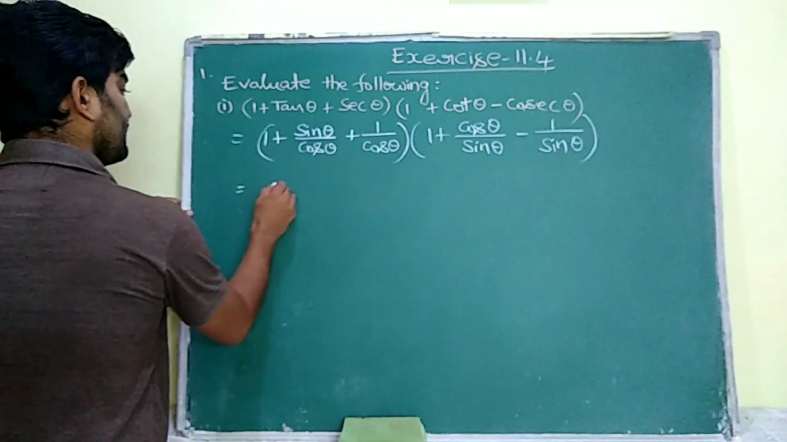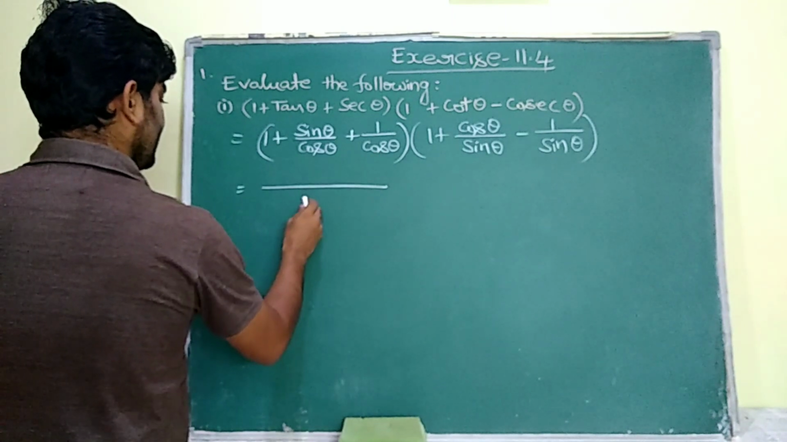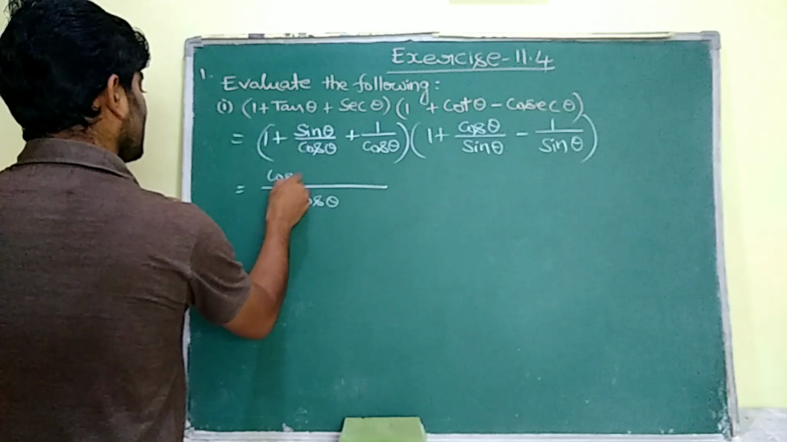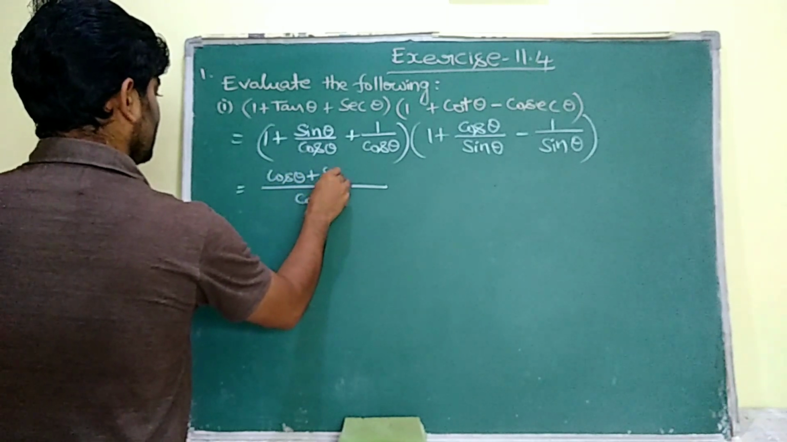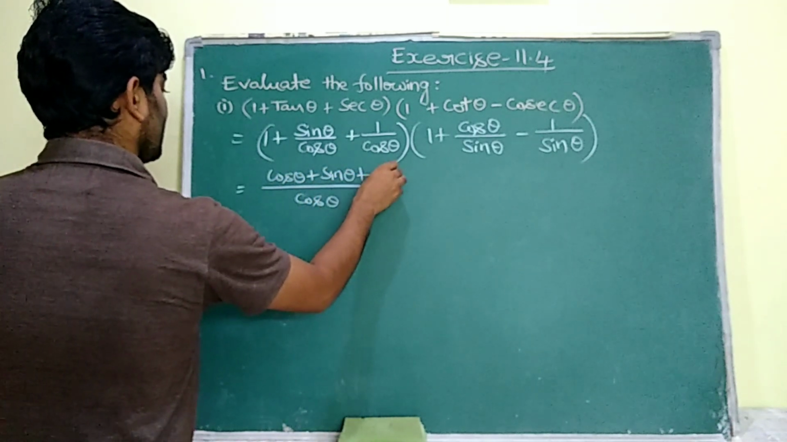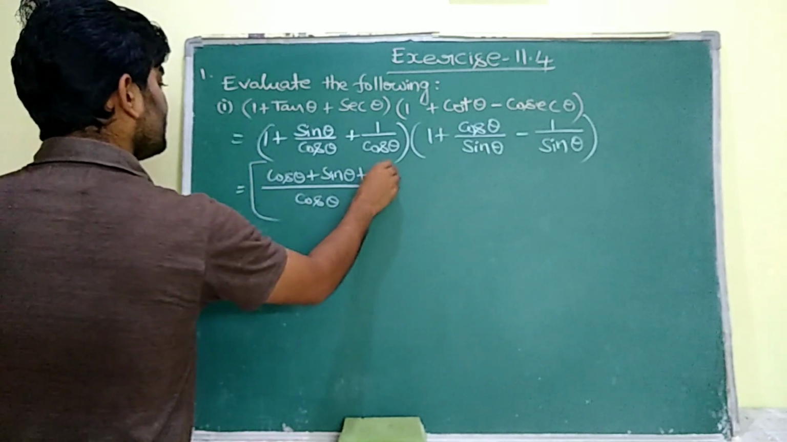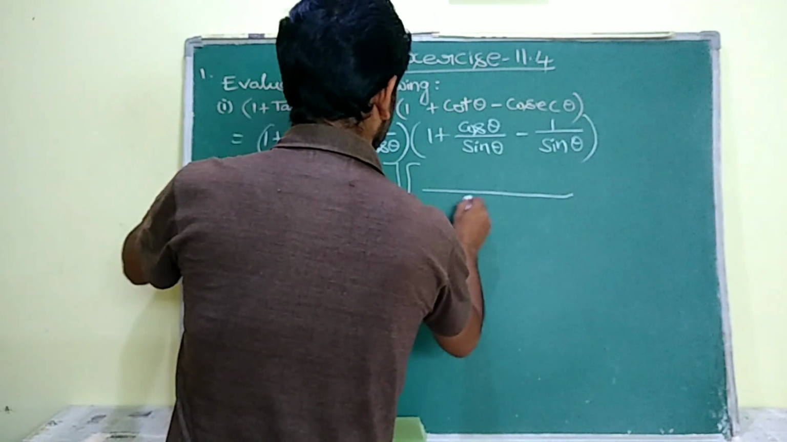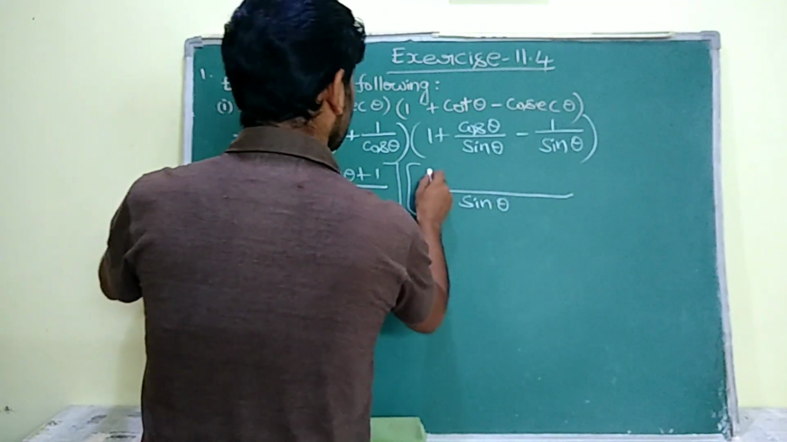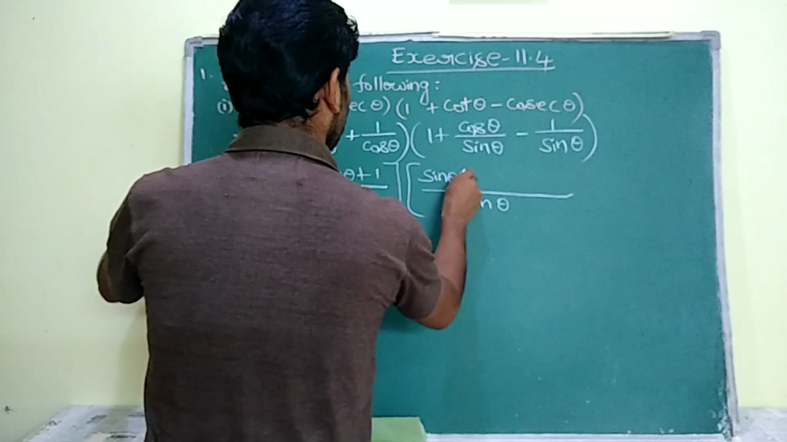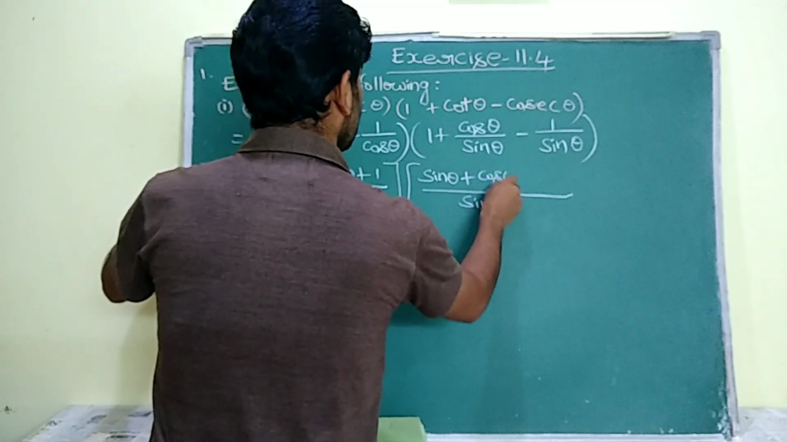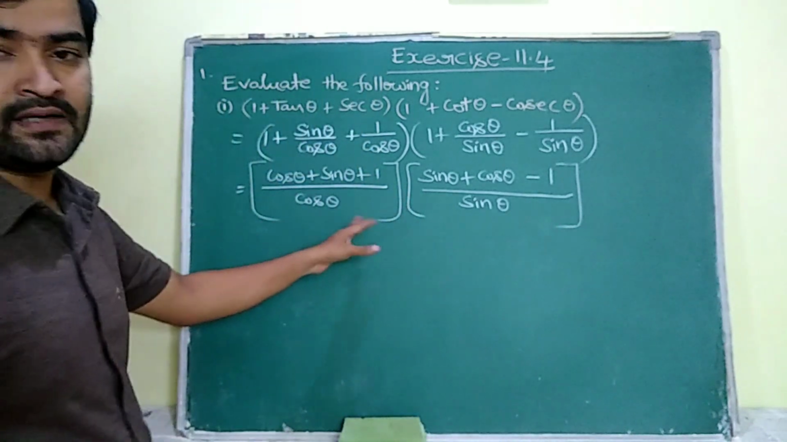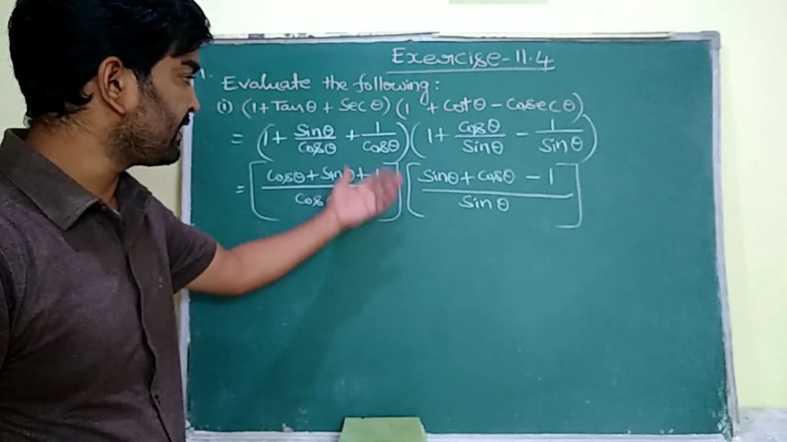Take the LCM of this particular term. Cos theta is the LCM, so it is cos theta plus sin theta plus 1. Similarly, take the LCM here. Here the LCM is sin theta, so it is sin theta plus cos theta minus 1. This is the step we obtained from this.